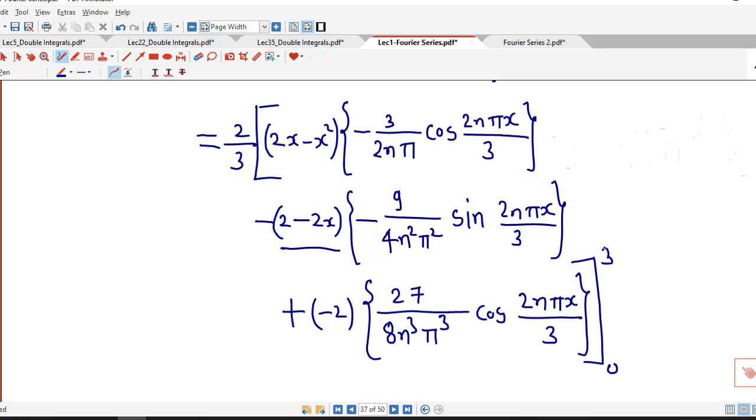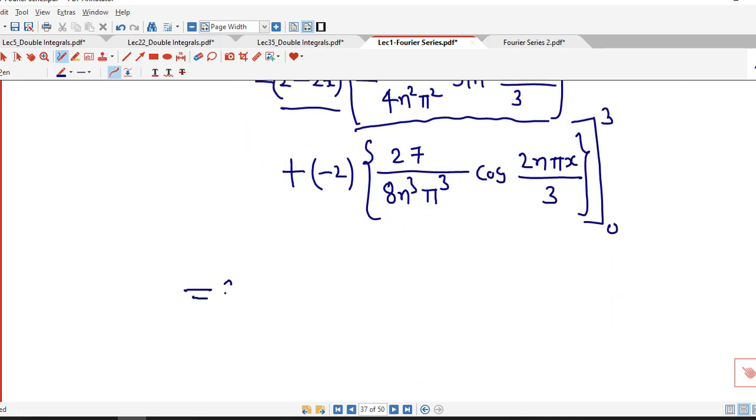Now if we put x equal to 3, this term will vanish. For x equal to 3, here 3 will cancel out and we will obtain sin 2n pi, and we will have non-zero contribution from first and last term.